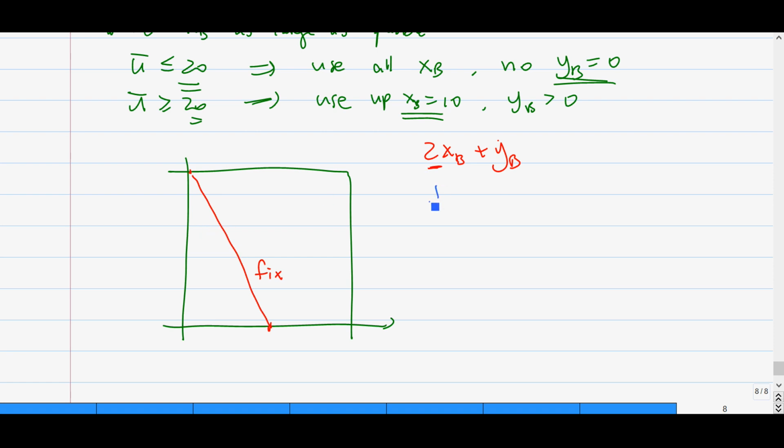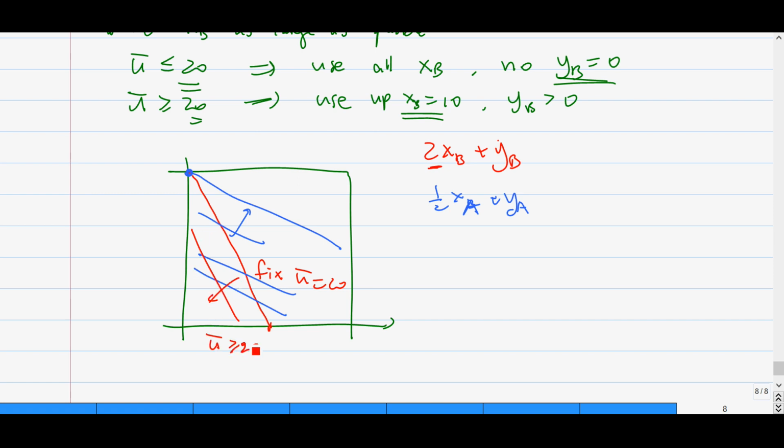So the other person is half xa plus ya. So we are having this kind of thing. So we move it as far as possible. So here we hit this point. And at this point, this fixed utility level is 20. So when it's larger than 20, it means when it's on this side. So when it's on this side, it means u bar is larger than or equal to 20.